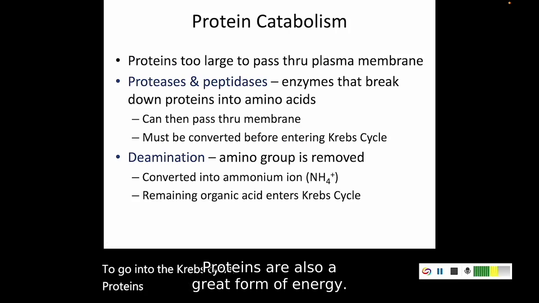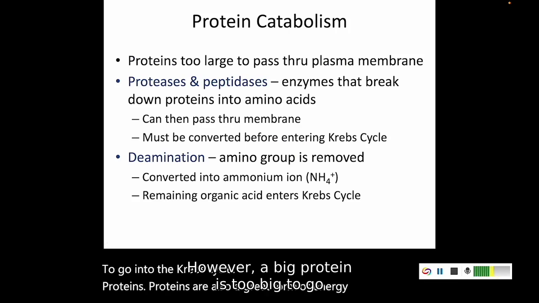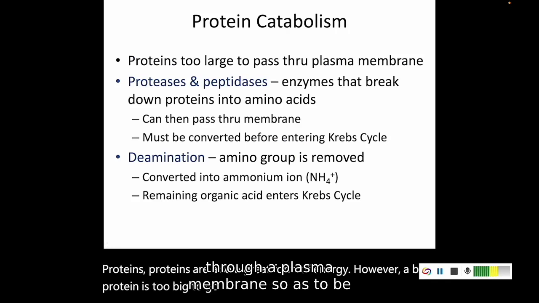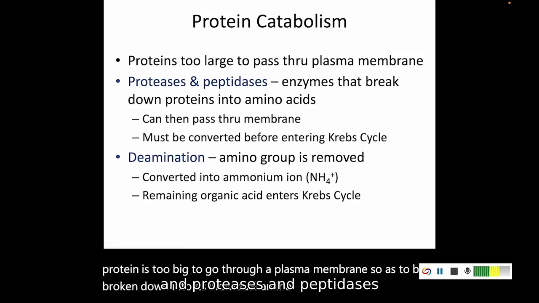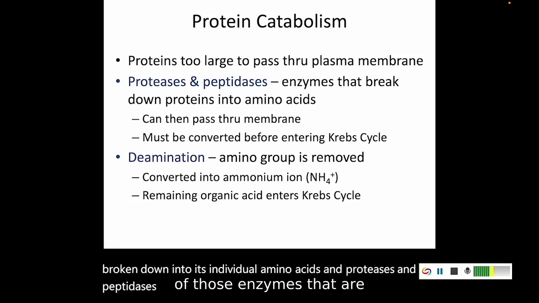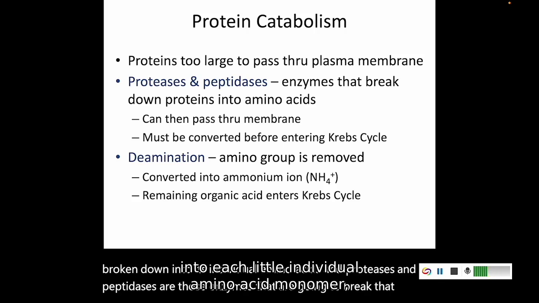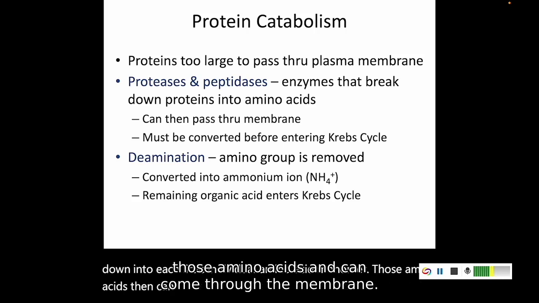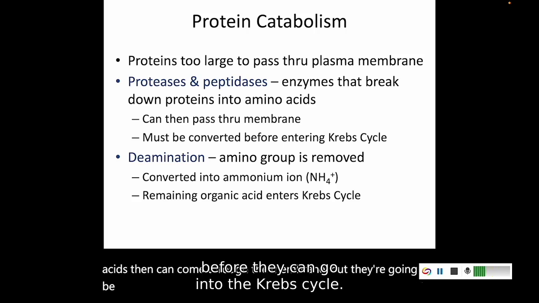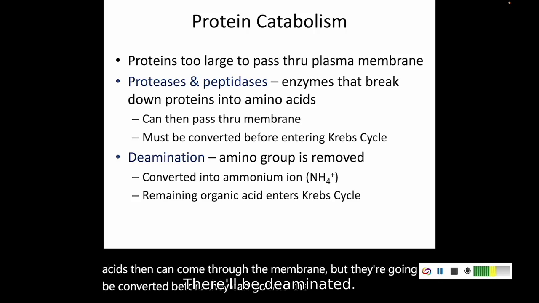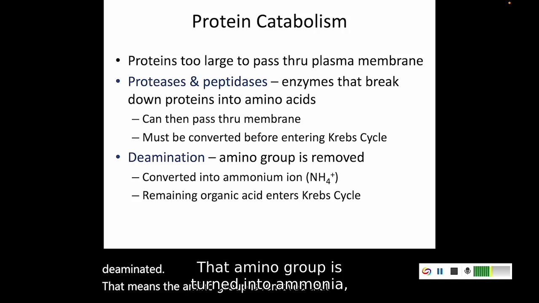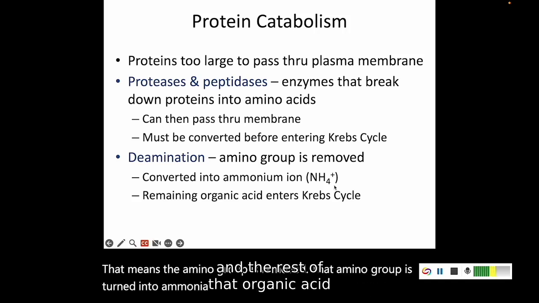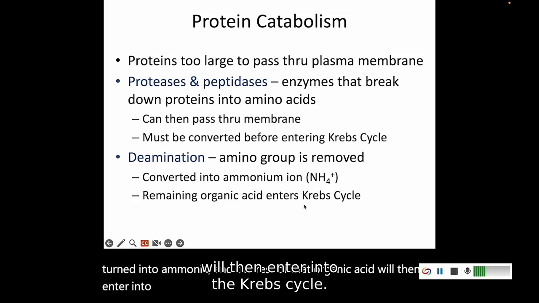Proteins are also a great form of energy. However, a big protein is too big to go through a plasma membrane, so it has to be broken down into its individual amino acids. Proteases and peptidases are those enzymes that are going to break that protein down into each little individual amino acid monomer. Those amino acids then can come through the membrane, but they're going to be converted before they can go into the Krebs cycle. They'll be deaminated. That means the amino group is removed. That amino group is turned into ammonia, and the rest of that organic acid will then enter into the Krebs cycle.